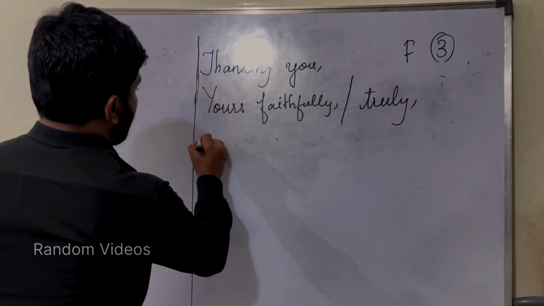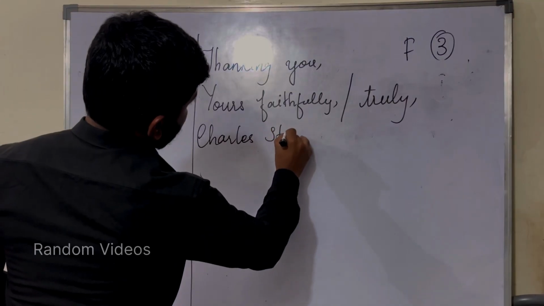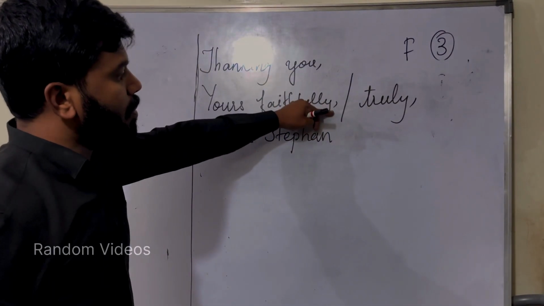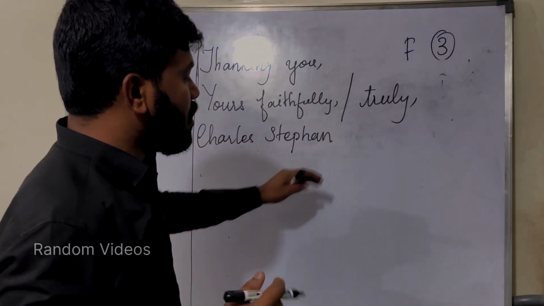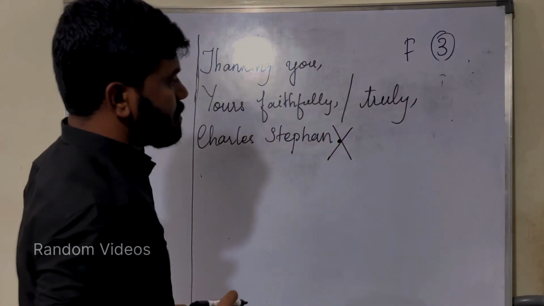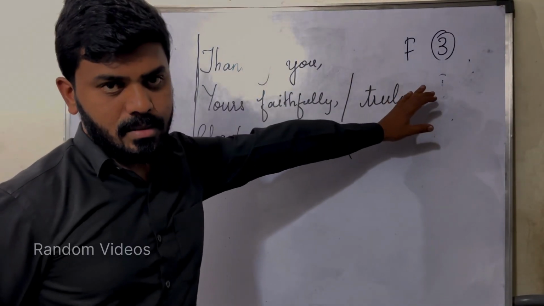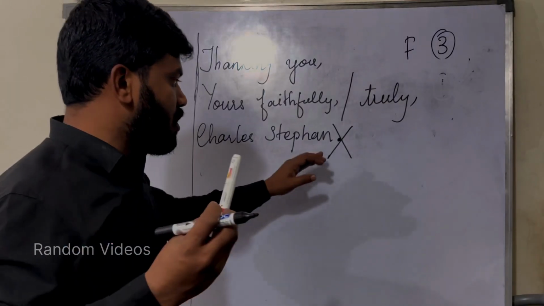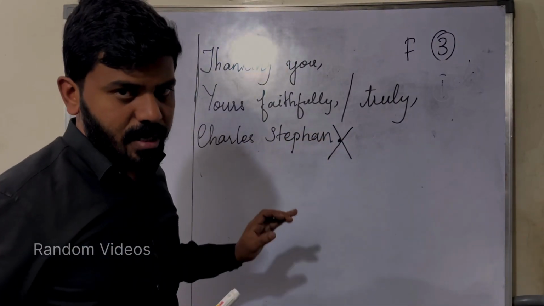Let me write my name, Charles Stephen, comma, full stop in your mind. You're not supposed to put a period here. It is wrong. If you put a period here, you will surely lose half a mark. Comma, full stop in your mind. You're not supposed to keep a full stop or put a period mark after your name.